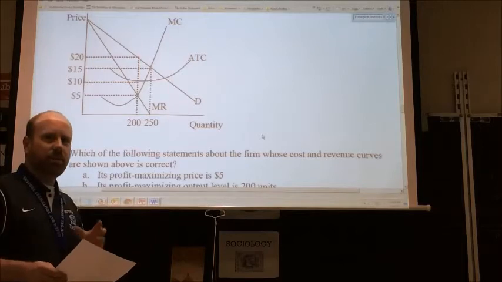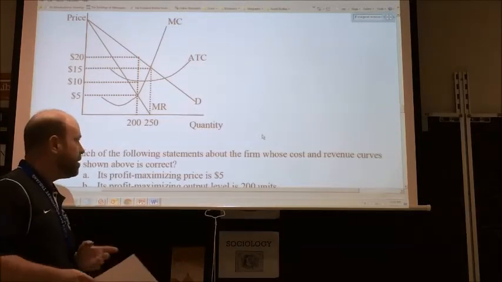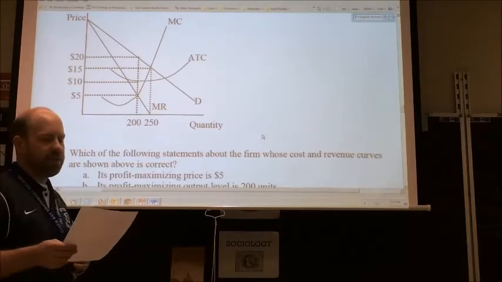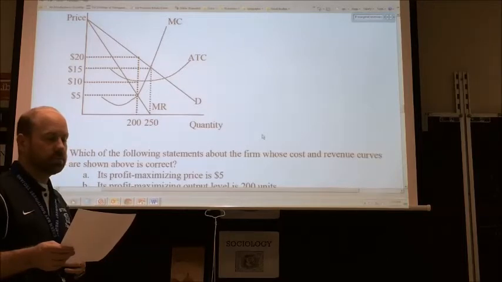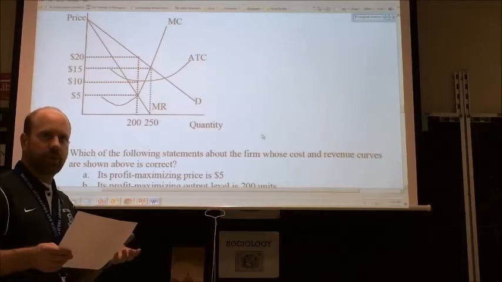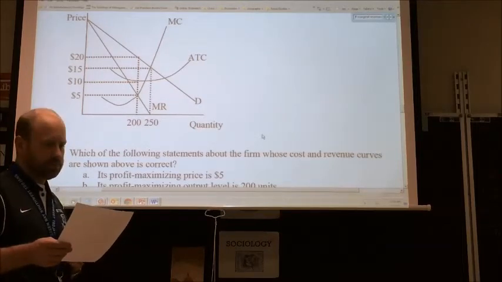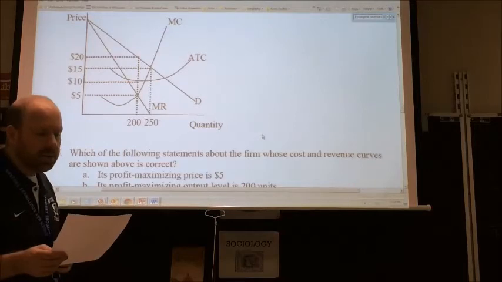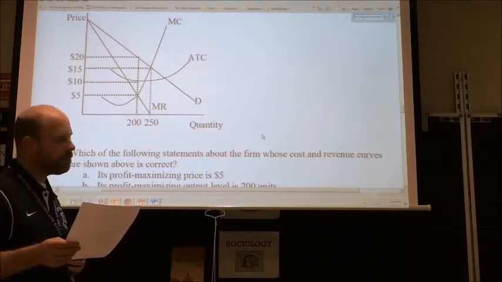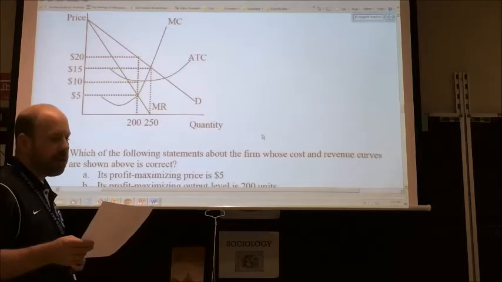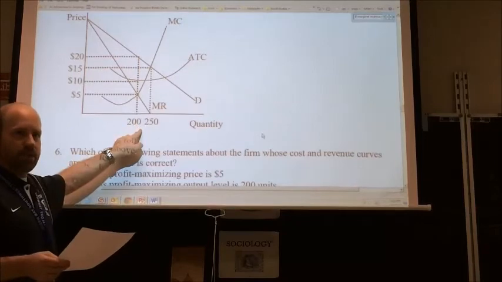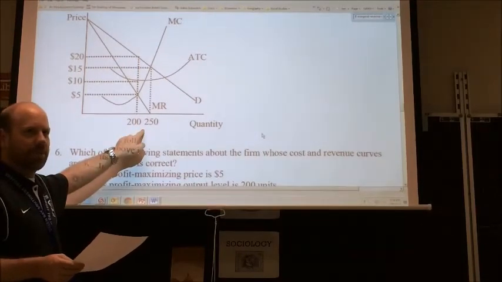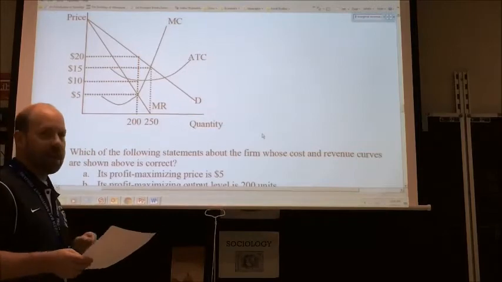So now that we've remembered the first thing we need to do to attack this, which of those 5 statements is the only one that could be true? C, maximum profit of $4,000? I was going to say B. B? Okay. The profit maximizing output level is 200 units, and that is true. So it is actually B.